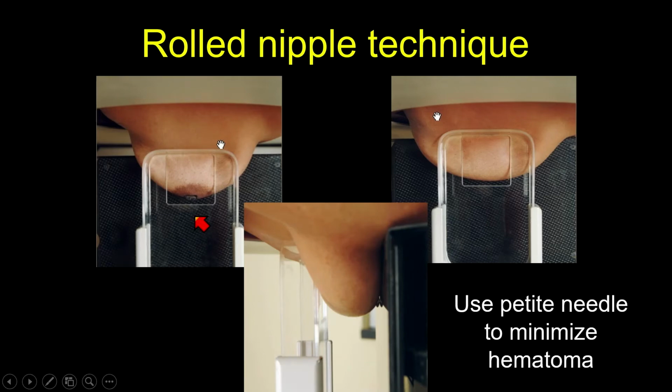So here you place a BB on the nipple. Then you roll the nipple to tuck under the breast while the breast is being compressed. Now you can see your target separate from the nipple, which is marked with the BB. You also have increased the thickness of the breast. And if you want, then you can biopsy it with a petite needle to minimize hematoma.